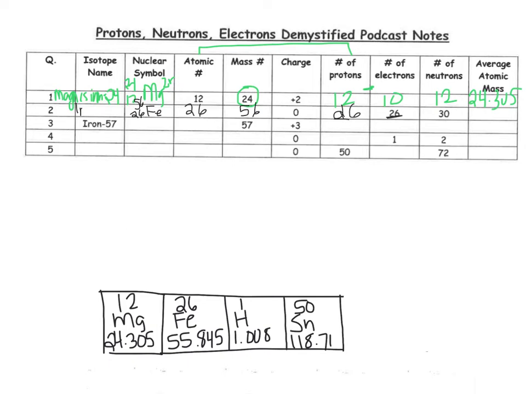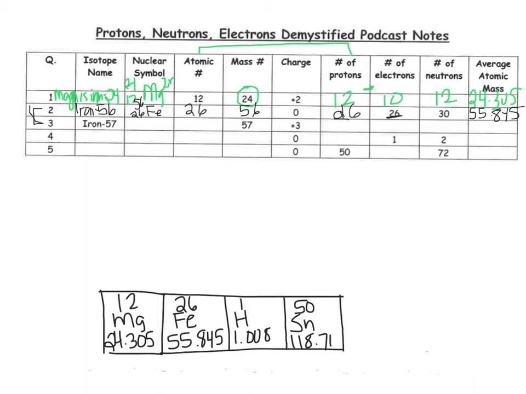So we have iron-56. All right, and you get the average atomic mass off the periodic table. It's 55.845. All right, the next example, number 3, is also iron, but this is an isotope of iron.